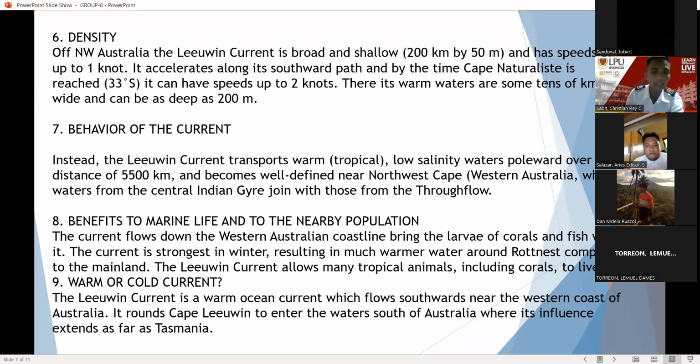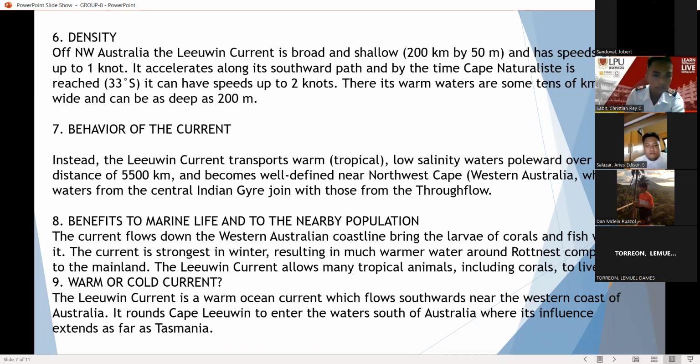Instead, the Leeuwin Current transports warm, tropical, low salinity water poleward over a distance of 5,500 km and becomes well-defined near Northwest Cape, Western Australia, where waters from the central Indian Ocean join with those from the Tropical flow. Benefits to marine life and to the nearby population of the Leeuwin Current.